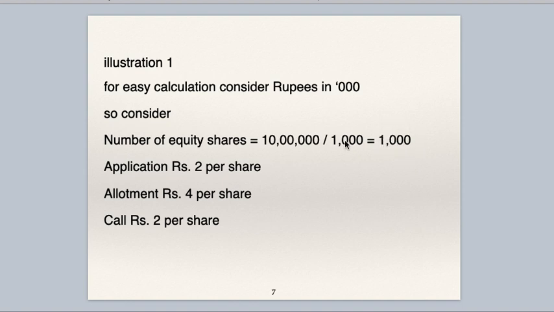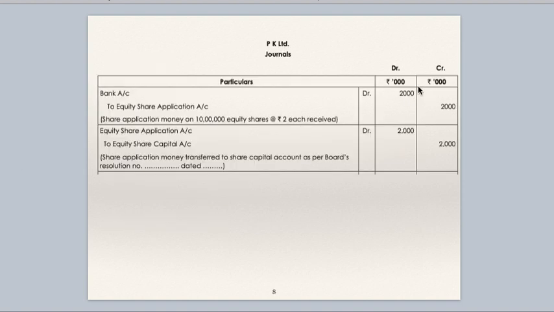1000 shares, we have converted these numbers into thousands. So 10 lakh divided by 1000 is 1000. 1000 into 2 they have received. Number of applications received 1000. With each application they have received rupees 2. Bank account debit to equity share application, 1000 into 2 is 2000.